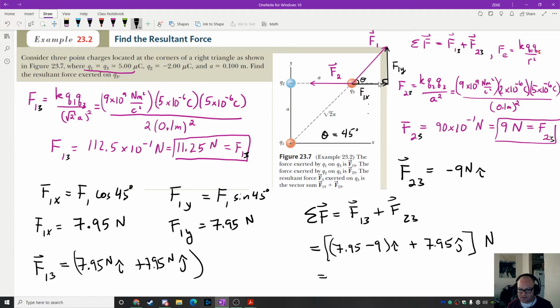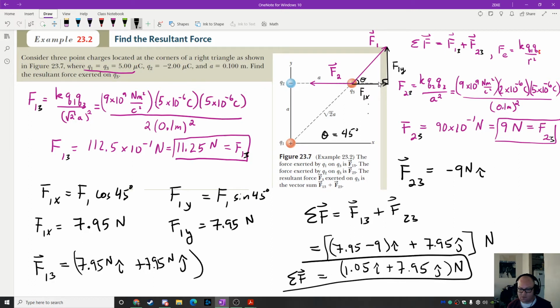Okay, what is that going to be? That's almost 8, so this is pretty close to, is it 1.05? Is that what that is? Yes. 1.05 i hat plus 7.95 j hat, and then that's all in newtons. And that is the net force in unit vector notation.